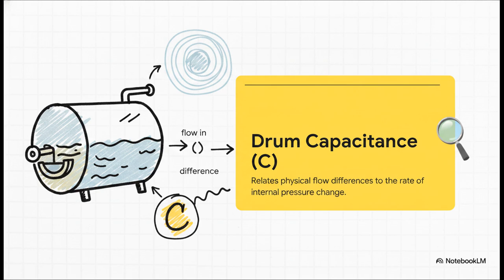You probably noticed the constant C in that last equation. Well, this is the drum capacitance. You can think of it kind of like electrical capacitance, but applied to fluid dynamics. It represents the specific physical characteristics of our closed tank that determine exactly how much a given flow difference will translate into a change in pressure over time. Essentially, it anchors all our theoretical math right down to the physical dimensions of the actual boiler.